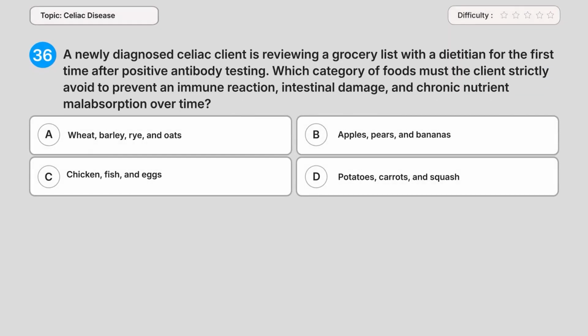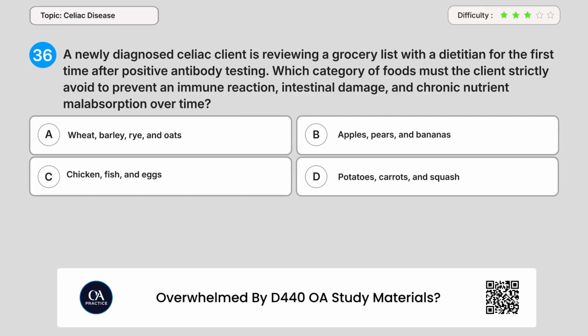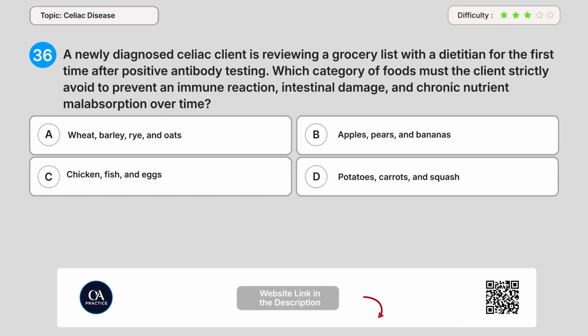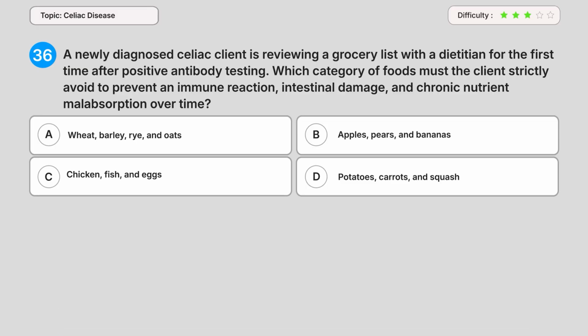36. A newly diagnosed celiac client is reviewing a grocery list with a dietitian for the first time after positive antibody testing. Which category of foods must the client strictly avoid to prevent an immune reaction, intestinal damage, and chronic nutrient malabsorption over time? A. Wheat, barley, rye, and oats.